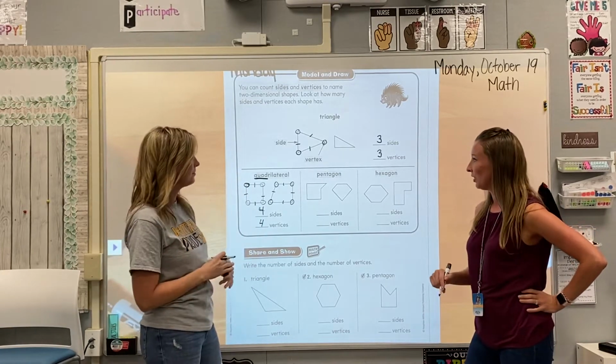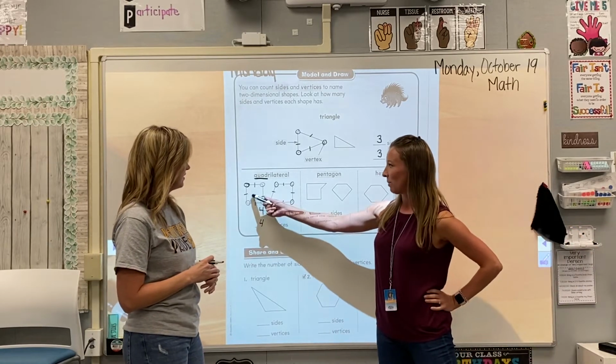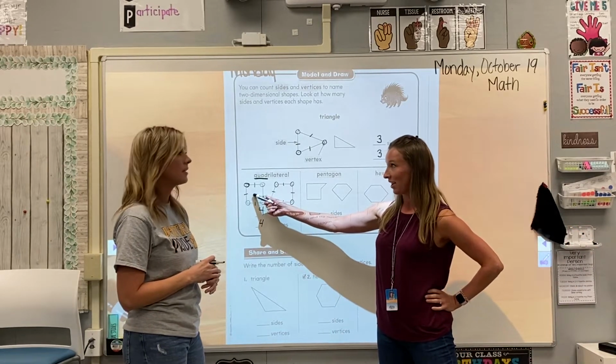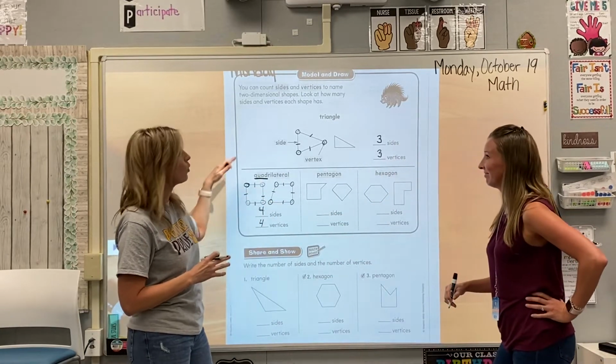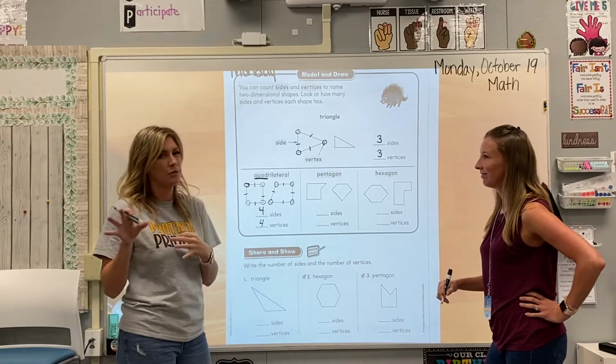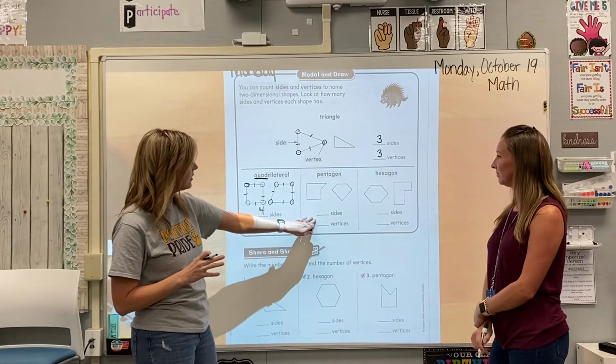So really quickly though, does that mean that we could call this shape a square and a quadrilateral? Yes, it does. There are many different types of quadrilaterals, which we'll get into later. That's really cool. So let's take a look at the next one.